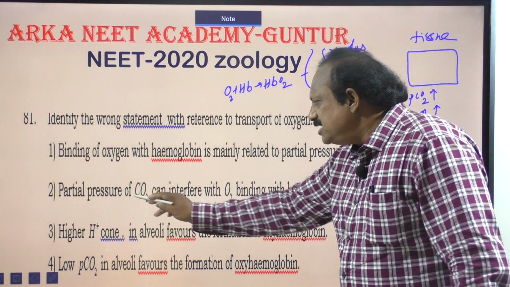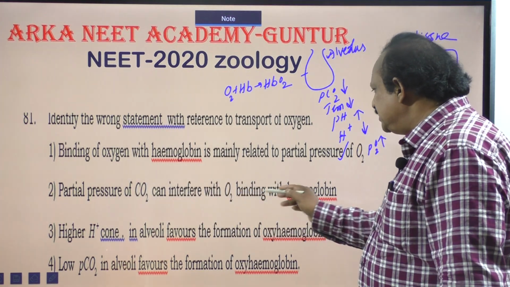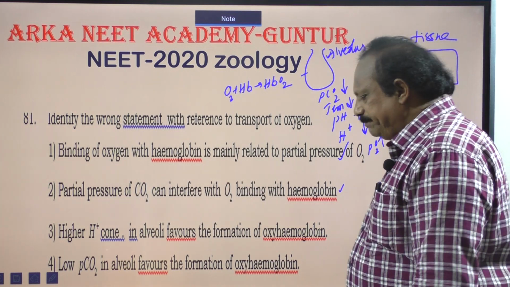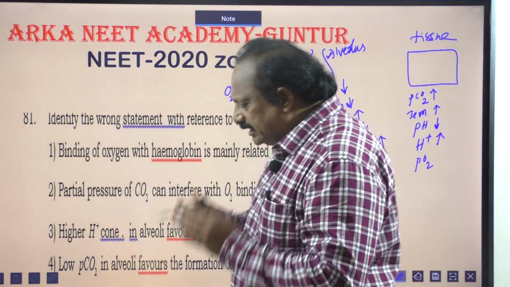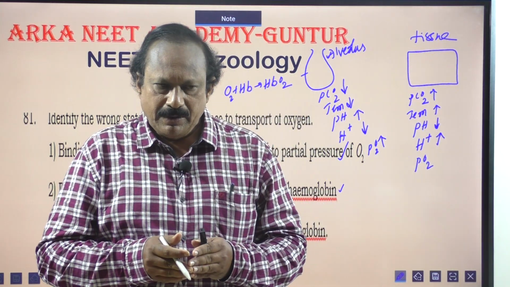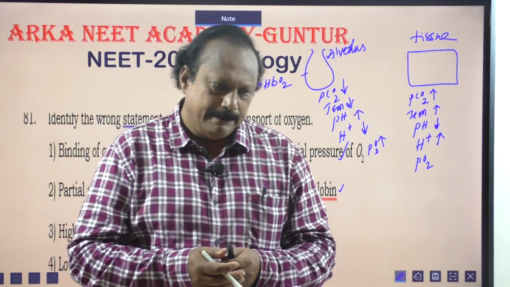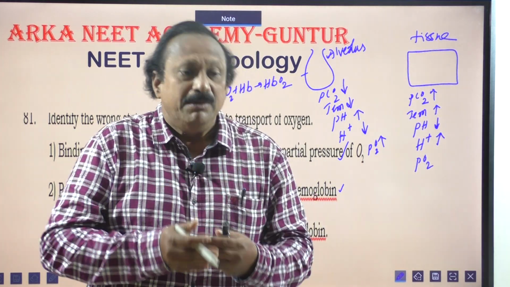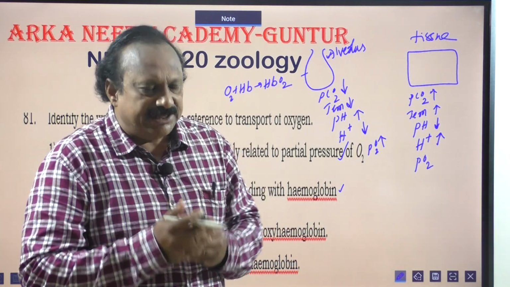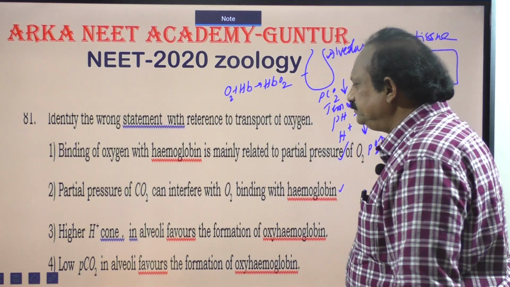Next, come to the statement that partial pressure of carbon dioxide can interfere with the oxygen binding with hemoglobin. So, at the lungs, the partial pressure of carbon dioxide is very low, so the oxygen combines with hemoglobin and forms oxyhemoglobin. So, carbon dioxide partial pressure is also very important in binding oxygen with hemoglobin. Hence, the second statement is also correct.